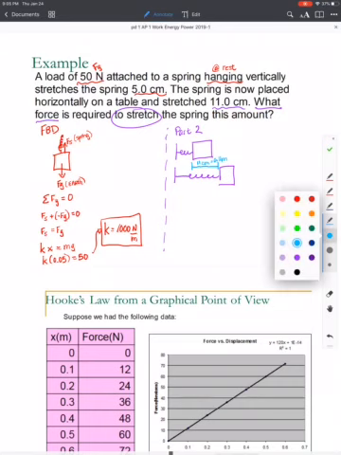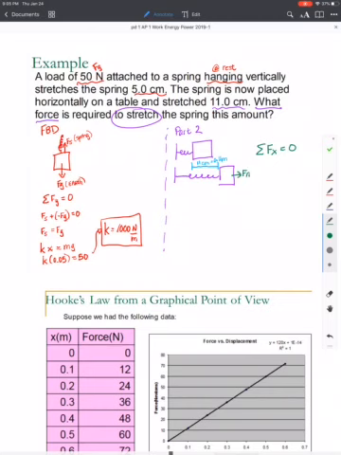Now since I'm moving horizontally and I'm stretching it, it's not going to move, so the sum of my forces in the x direction equals 0. I have an applied force to the right, and my spring force is going to oppose me to the left, because if I let go, the spring is going to want to zoom back to its equilibrium position that it started at before I stretched it. So I have my applied force plus a negative spring force, and again, I'm just using left and right to decide my positives and negatives. This means my applied force is equal to my spring force.